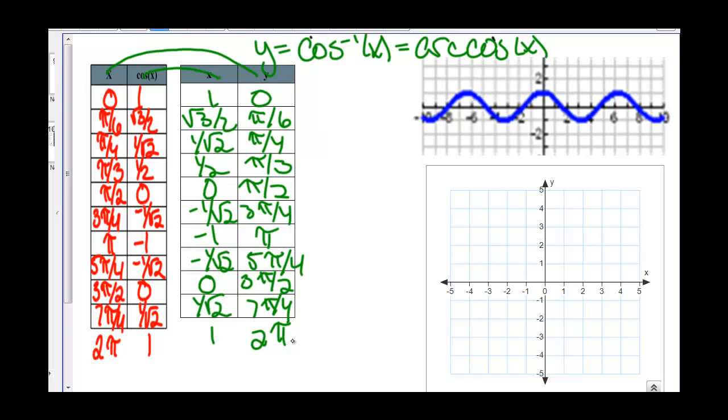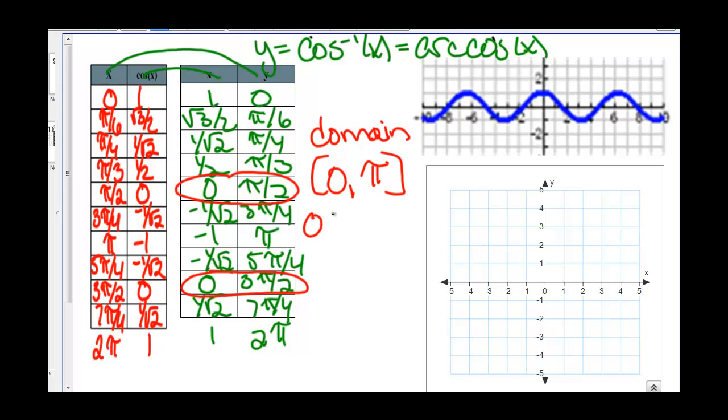So again, same problem we had with the inverse sine, where we have values of x that match up to two different y's, making this not a function because we're not one-to-one. We wouldn't pass the vertical line test, where each x matches with only one y. So we again restrict our domain. This time we're going to restrict it to 0 to pi, and we can write that in interval notation. So we're going to stop after this value.